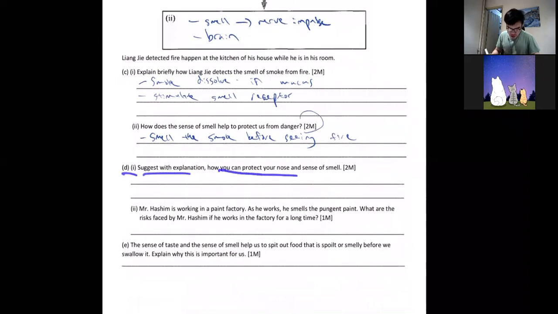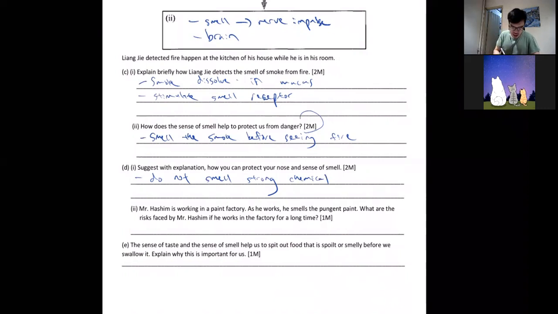How can you protect your nose and the sense of smell? Okay, so how can you protect your nose? Do not smell strong chemical. You can say wear a filtered mask while working with pungent smell.